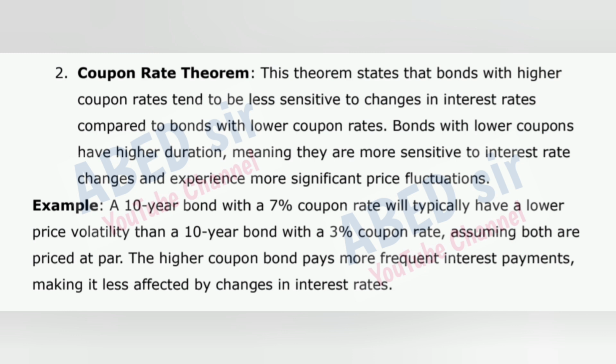Example: a 10-year bond with a 7% coupon rate will typically have a lower price volatility than a 10-year bond with a 3% coupon rate, assuming both are priced at par. The higher coupon bond pays more frequent interest payments, making it less affected by changes in interest rates.